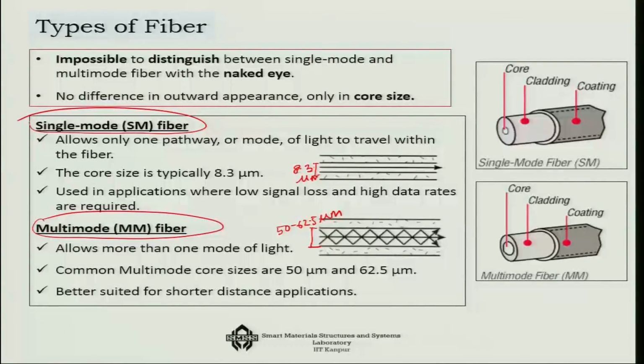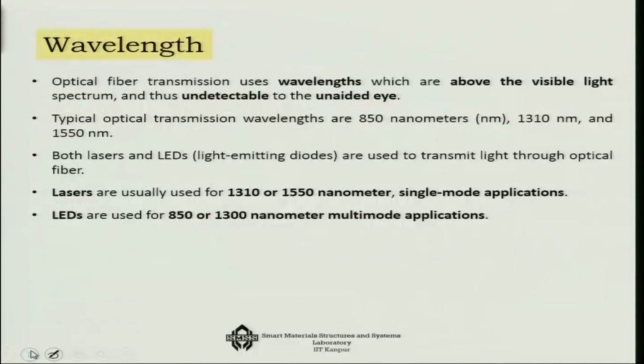In the earlier case it was 8.3 micron meter, and the multi-mode fiber is better suited for short distance applications, carrying more information at a lower data rate. It is cheaper also. So single mode fiber and multi-mode fiber are the two different types.